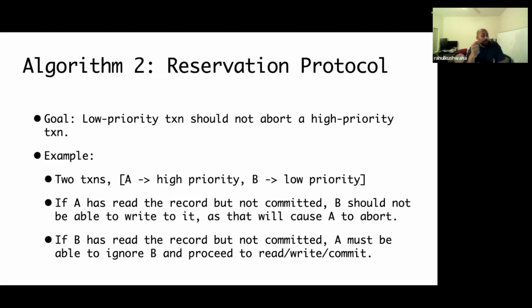So for example, if A is a higher priority transaction and B is a low priority transaction, and if A has read the record but not committed, that means A has read it but is going to commit it later. So B, which is a low priority transaction, should not be able to come from behind and say, hey, I'm trying to write it. Because once B writes it, A will not be able to commit. That means a higher priority transaction was blocked because of a lower priority transaction. On the same lines, if B has read the record but not committed, A must be able to come in and say, I don't care, I'm a higher priority transaction, so I will preempt you and make sure I go first.